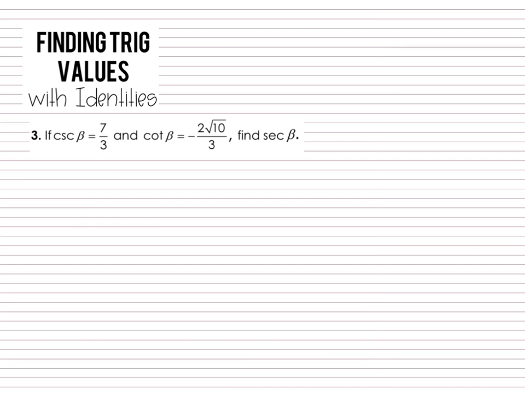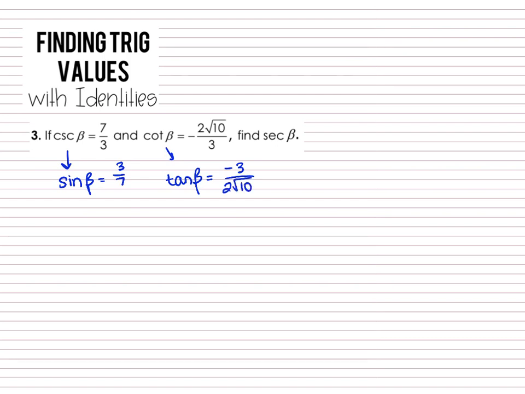So for number 3, it says if cosecant of beta, that's our Greek letter beta, is 7 over 3, and cotangent of beta is negative 2 square roots of 10 over 3, find the secant of beta. So to make this easier on myself, I'm going to start by saying that if I know the cosecant of beta is 7 over 3, that tells me that the sine of beta is 3 over 7. If I know that the cotangent of beta is negative 2 square roots of 10 over 3, then the tangent of beta is equal to negative 3 over 2 square roots of 10.